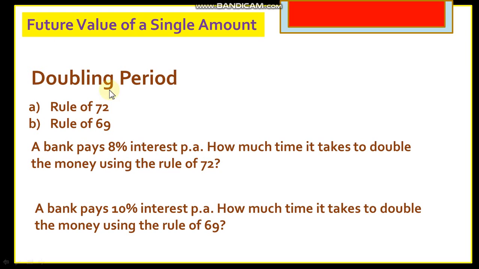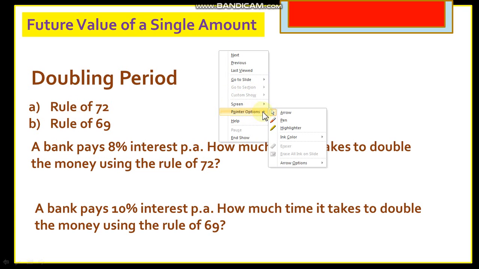Now another two points which are important. These are called rules of thumb in time value of money, and this rule of thumb is called doubling period, because normally it is asked how much time it takes to double my money. Normally we investors do not actually apply a formula and calculate, but they try to calculate something which is approximate but very near, right? So we have two rules of thumb. One is the rule of 72, and the second one is the rule of 69.